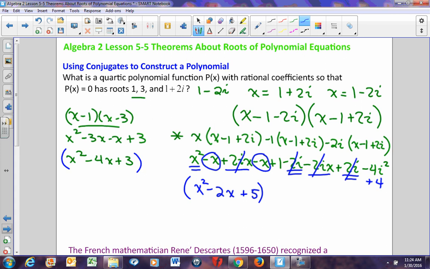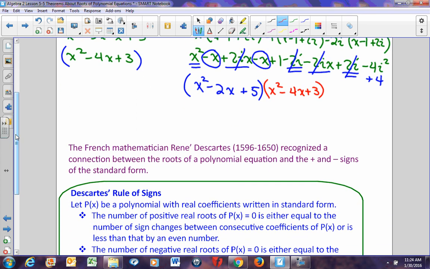Okay, so now I'm going to multiply x squared minus 4x plus 3 by x squared minus 2x plus 5. So I'm just going to put x squared minus 4x plus 3 right there. So when I multiply this, it's upside down. Work with it. I'm going to do x squared times (x squared minus 4x plus 3), minus 2x times (x squared minus 4x plus 3), plus 5 times (x squared minus 4x plus 3). I write that out because most of you will need that. I don't, but most of you will.